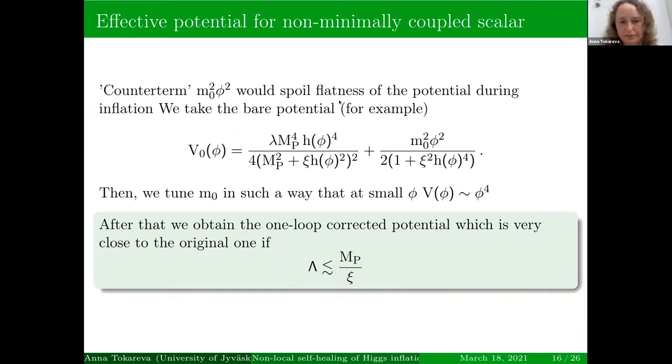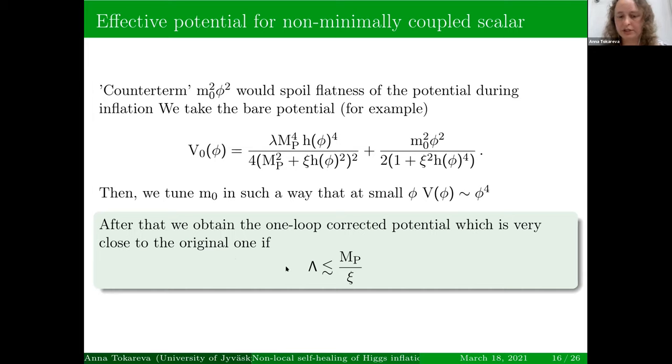Also, we need to write down the correction m squared phi squared to the initial potential. So we should start from this kind of potential, compute the quantum correction to this potential, and tune m zero in such a way that at small values we have the phi to the four potential without a large mass, in order not to gain a huge mass of the Higgs in the infrared. After that, we obtain the loop-corrected potential, which is very close to the original potential.